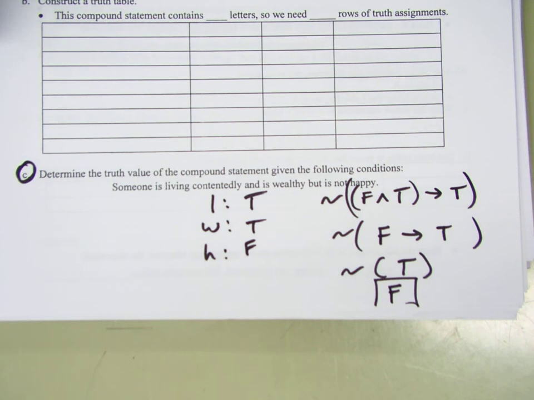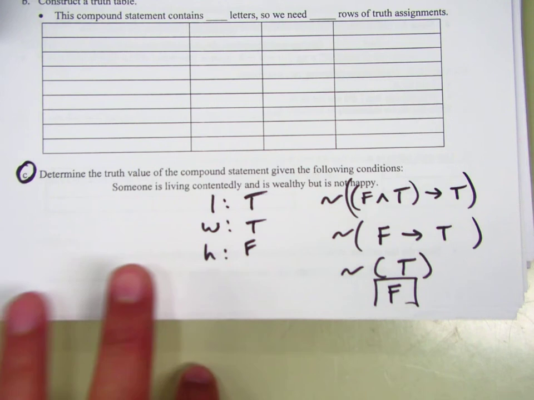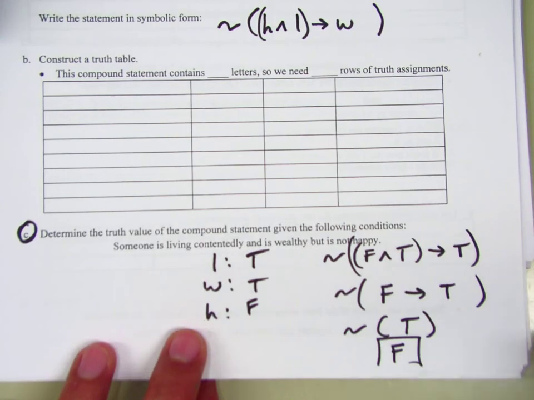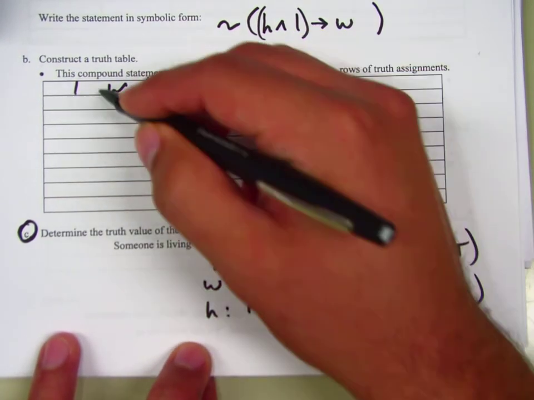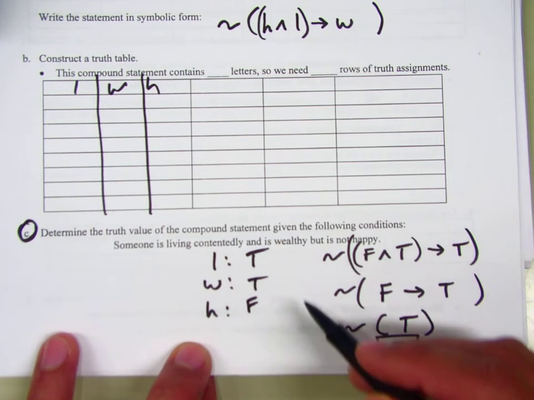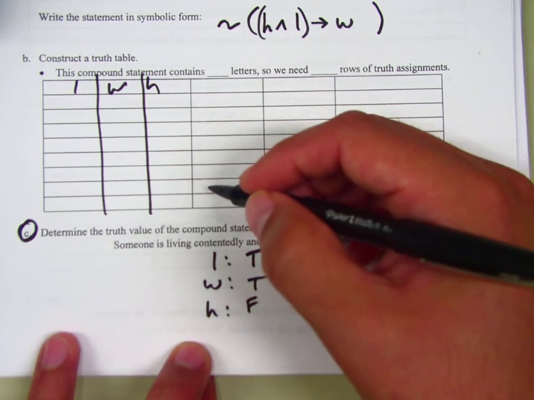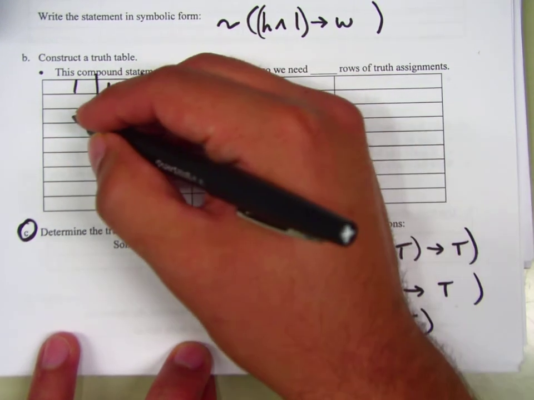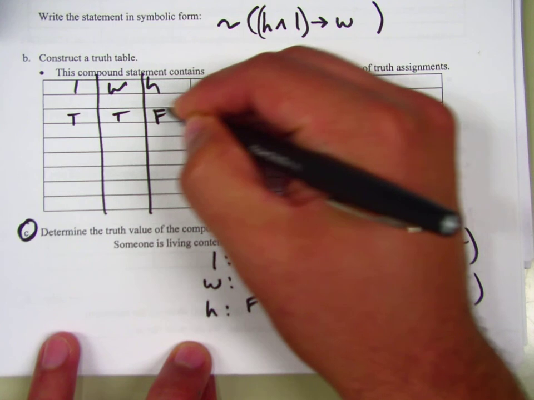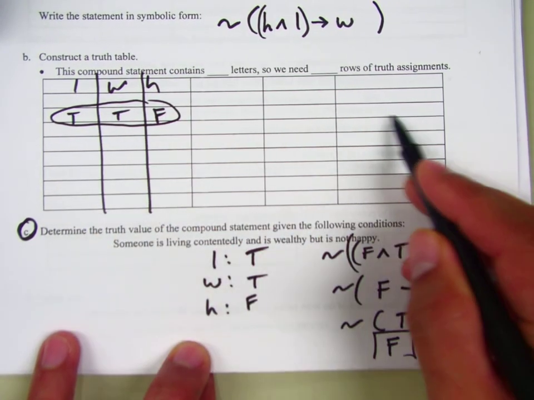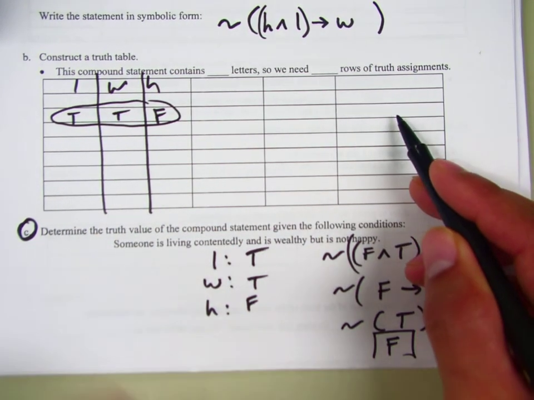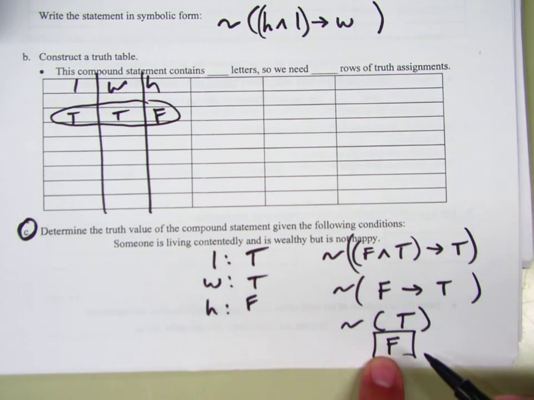So the truth table, the way you would do that is you fill it all out, and then what you do, so if this is your L, W, and H column, you go to the true, true section, and then you just look at the last column and go, oh, well, that's going to be false. Does that make sense?